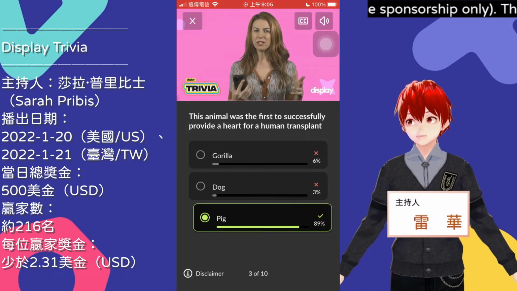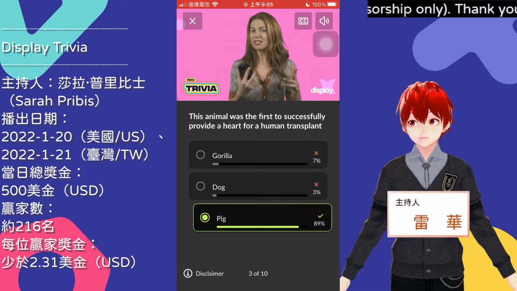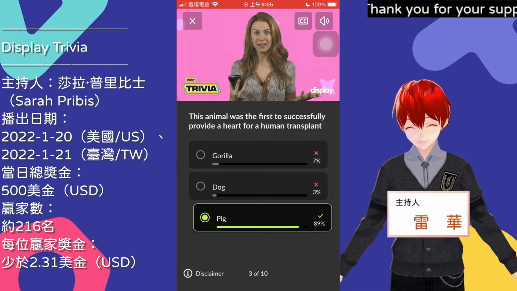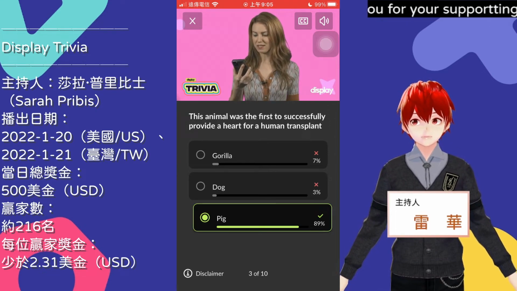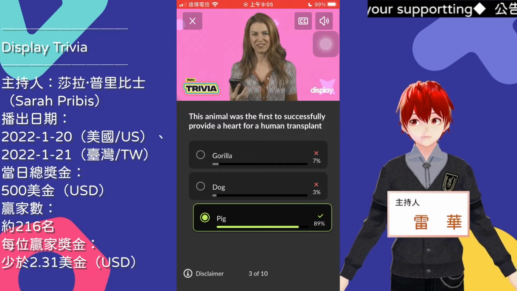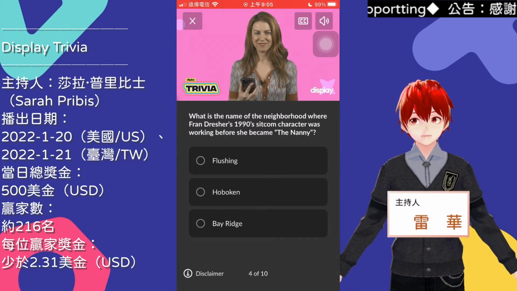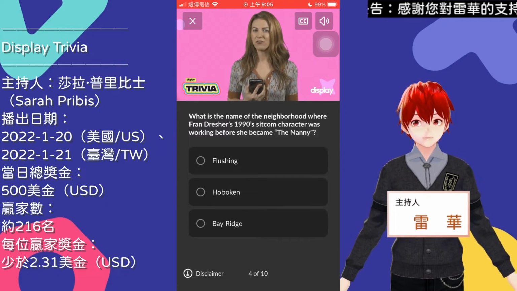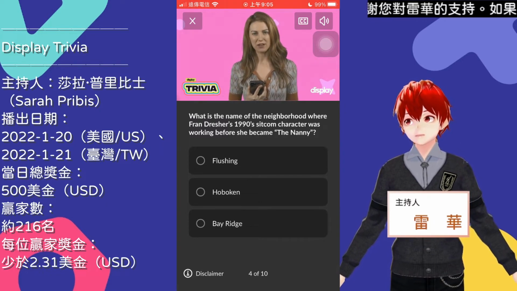So this is pretty groundbreaking, but maybe not ideal for vegetarians or those keeping kosher who need new hearts because the animal is a pig. And you thought a dog was man's best friend. 89% of you knew it. Awesome. Onto Q4. What is the name of the neighborhood where Fran Drescher's 1990 sitcom character was working before she became the nanny?